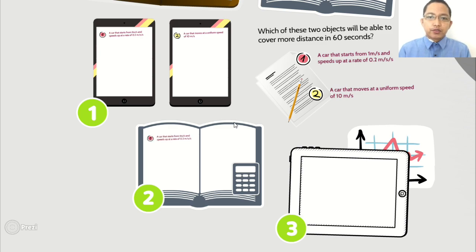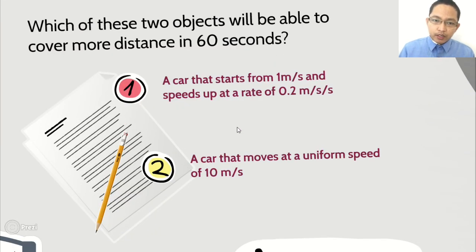The first one is just using the basic concepts. This is the longest solution usually. The second is the shortest, using the formula. And lastly, graphs for those who like the challenge. So let's get to it. Let's recall the problem. Which of these two objects will be able to cover more distance in 60 seconds?